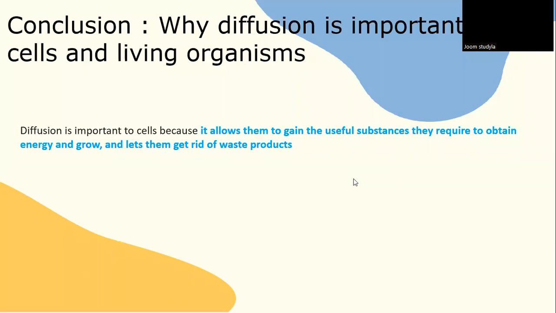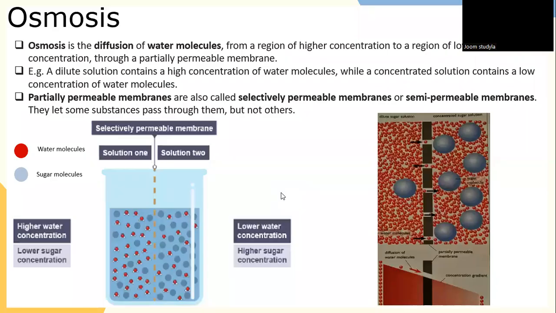In conclusion, why is diffusion important to cells and living organisms? Because it allows them to gain the useful substances they require to obtain energy and grow, and lets them get rid of waste products. Let's move on to osmosis.